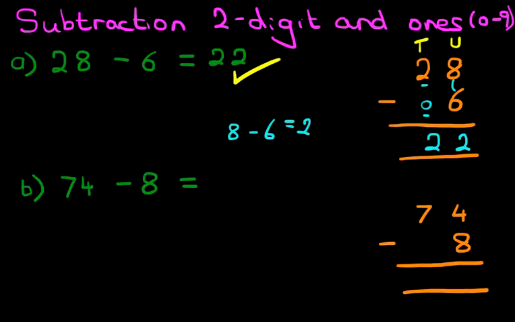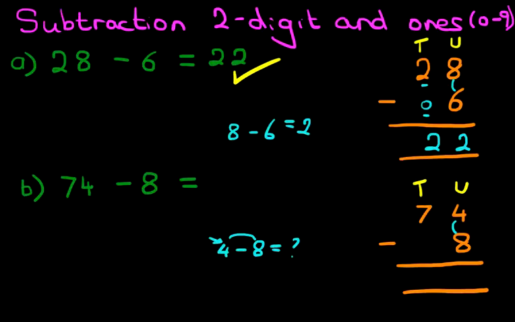And let's label the columns. We've got units on the right hand side, and the one next to it is the tens. Now we are ready to do the calculation. We always start with the column on the right hand side, 4 minus 8. Now what is 4 minus 8? Now we can't do this because the number 4 is smaller than the number 8. That's the first thing you should look out for.